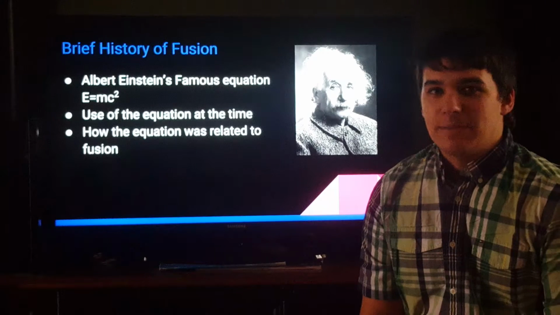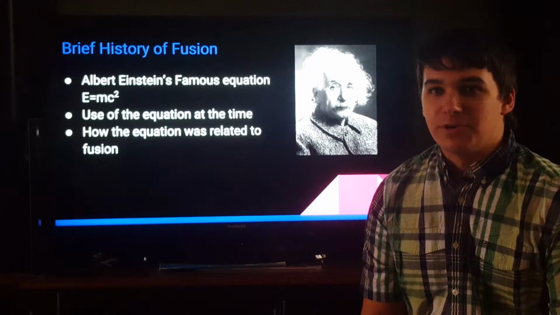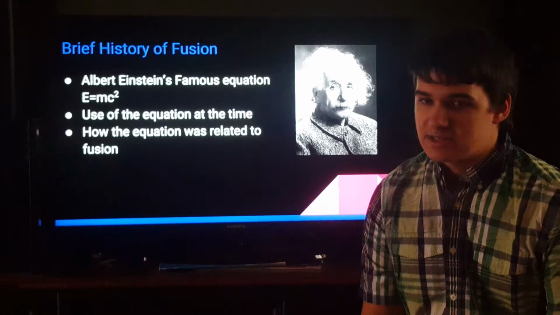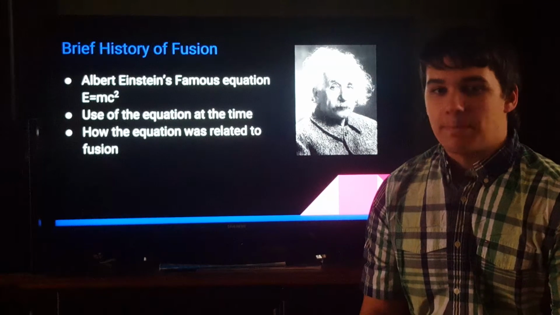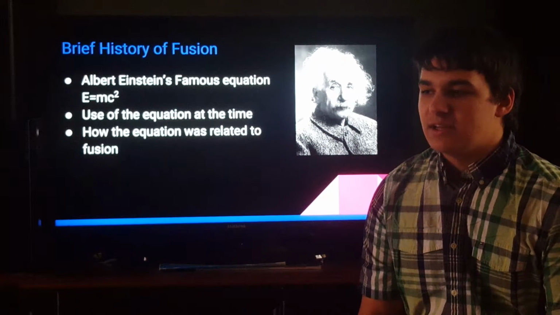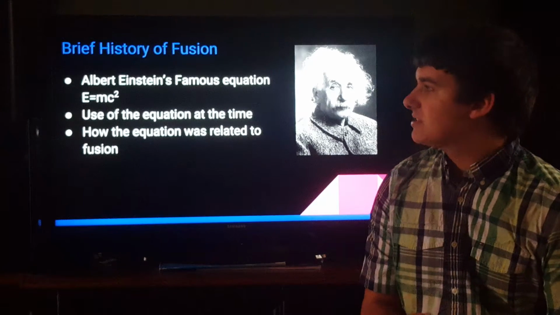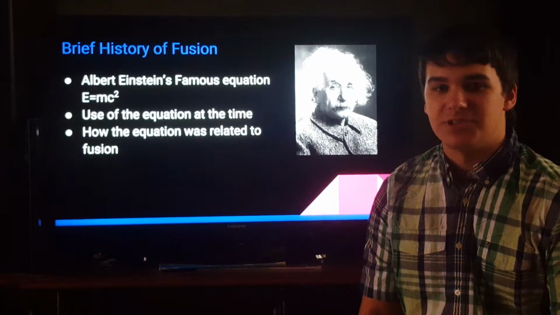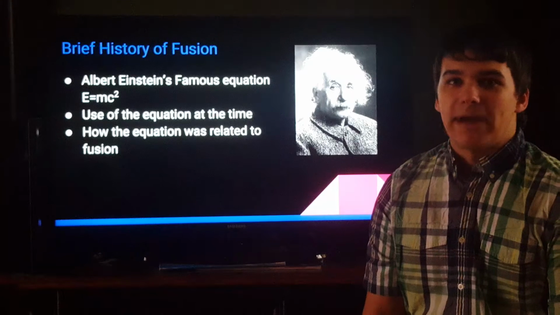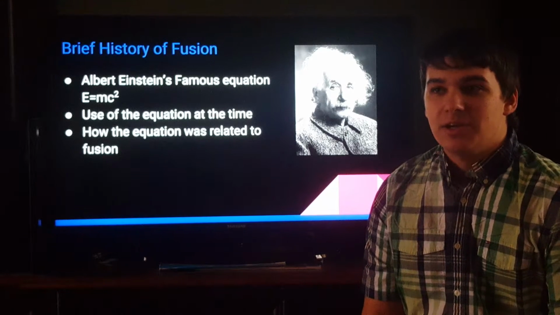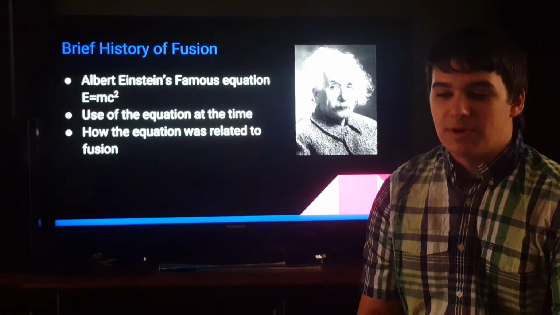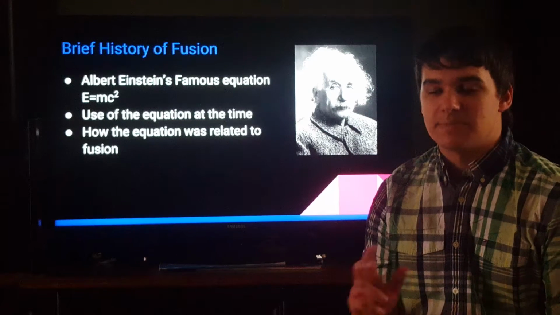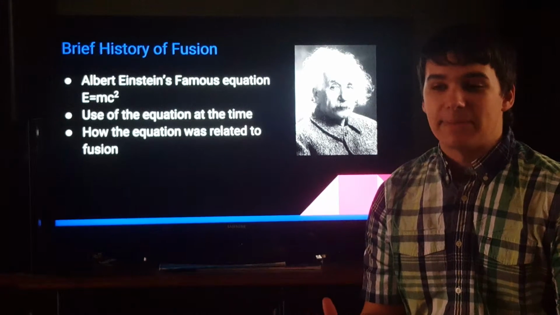Albert Einstein, very important to the development of fusion. We all know who he is, famous German scientist. His equation E equals mc squared was a big stepping stone in crossing to nuclear technology. Basically, E equals mc squared means that energy is equal to the mass times the speed of light squared, and the speed of light is a very big number. So a small amount of mass times the speed of light can equal a big amount of energy.